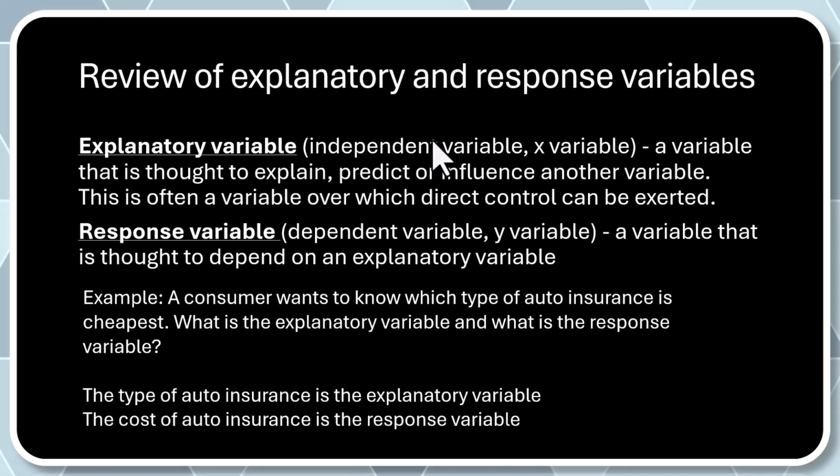That's why we have, in this capitalistic society, right, we have competition so that we can choose the auto insurance that's going to give us the best insurance for the lowest price. So again, the type of auto insurance, the brand of auto insurance, will be the explanatory variable. It's the one that we have direct control over. The response variable in this case would be the cost of the auto insurance.